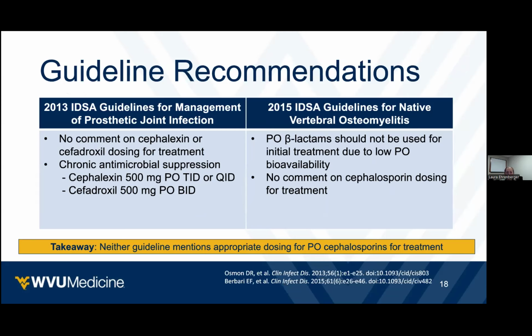So with all that to say, just going back to the guideline recommendations quickly, the 2013 prosthetic joint infection guidelines don't comment on cephalosporin dosing for treatment of this infection, although they do note chronic antimicrobial suppression dosing, which I've listed there on the left in that table. For native vertebral osteo, it actually notes that oral beta-lactams shouldn't be used for initial treatment because of their low oral bioavailability, and it also doesn't comment on cephalosporin dosing for treatment. So because neither guideline mentions the appropriate dosing for oral cephalosporins, we do have to extrapolate from the data that we currently have.